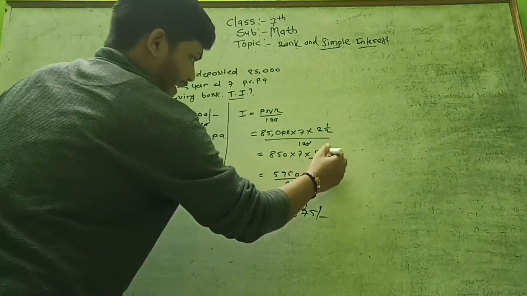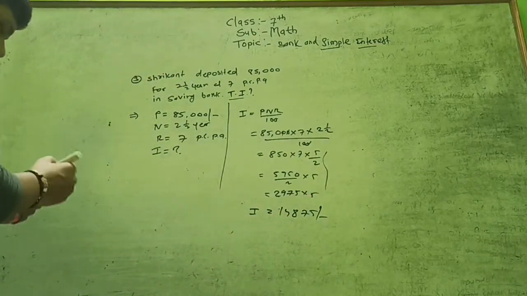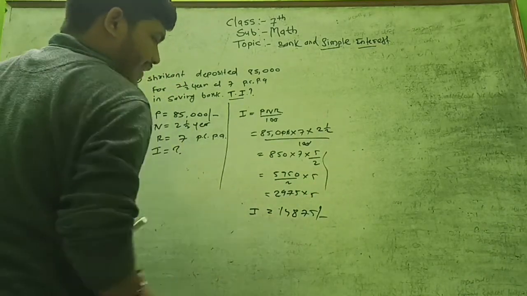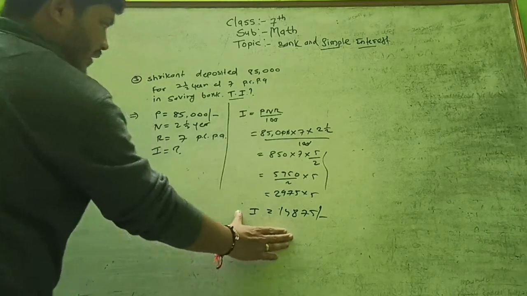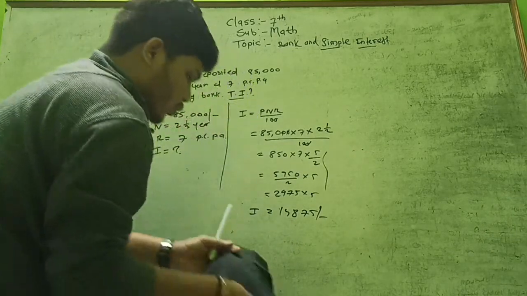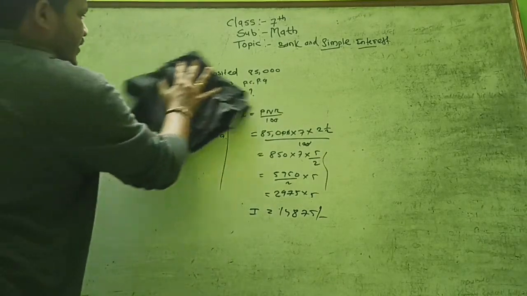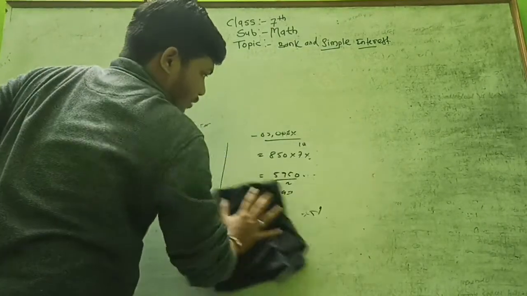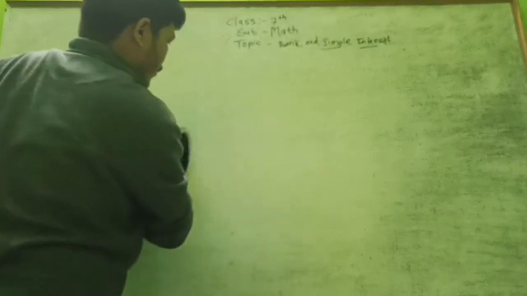So after calculating this, what value do we get? 14,875 rupees is the interest that Shrikant will get from the bank after the 2.5 years at a rate of 7% per annum. That's 14,875.